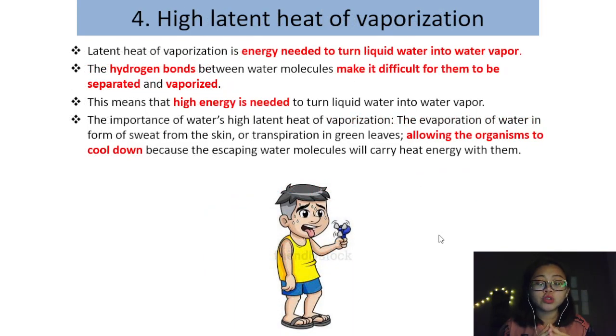Okay, we're moving on to fourth unique property of water, which is high latent heat of vaporization. Ini ada berkaitan dengan yang tadi juga. High latent heat of vaporization means more energy is needed to turn liquid water into water vapor. Vaporization berubah menjadi vapor, jadi uap air. Hydrogen bonds between water molecules, sekali lagi, hydrogen bond, makes it difficult for them to be separated and vaporized. Which means if you want to turn water into water vapor, more energy is needed.